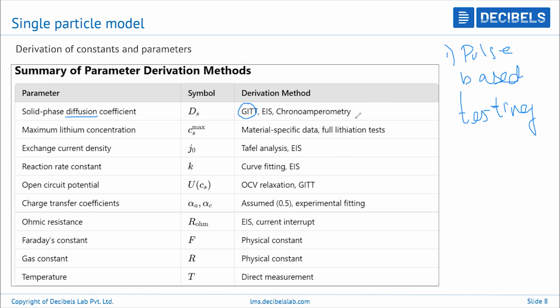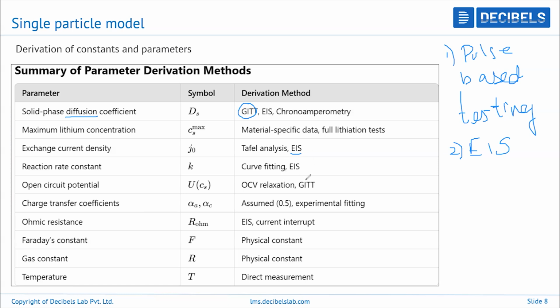Either you can use this or you can also use EIS, electrochemical impedance spectroscopy, where you pass a very small magnitude AC current, and you can observe how much time the ions take to diffuse inside the electrodes. So this pulse-based testing, or what is called EIS. These are the cell testing methods in which many of these parameters are derived.